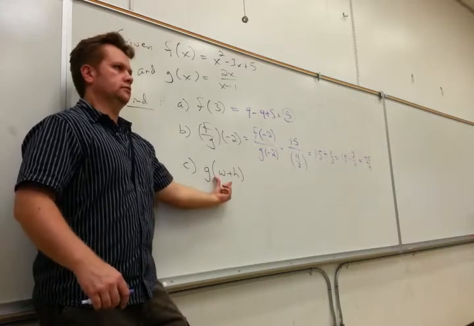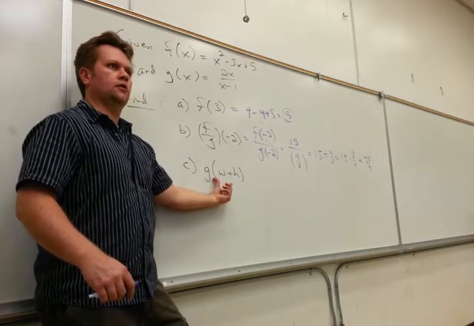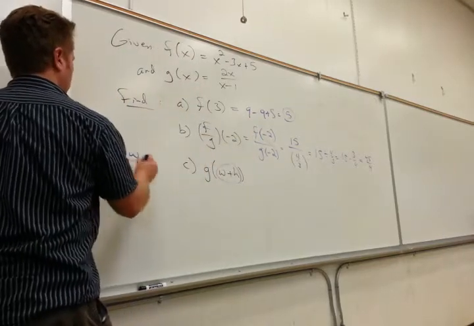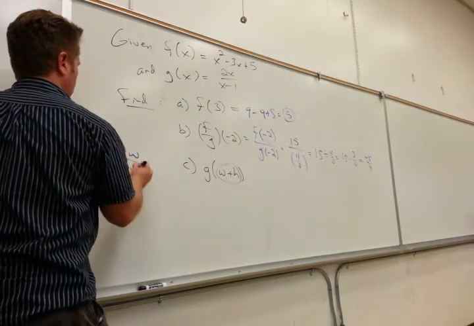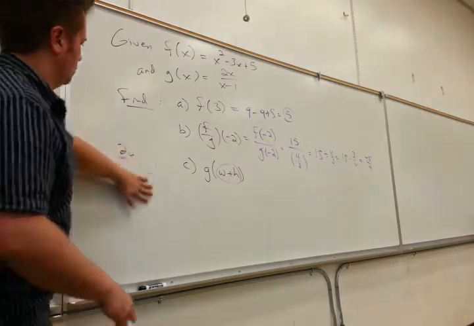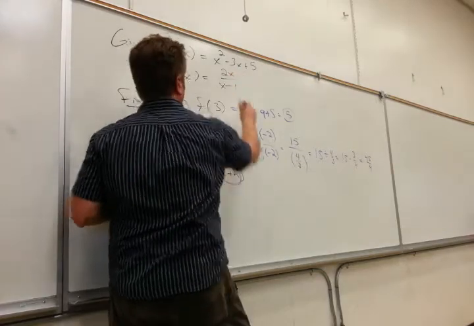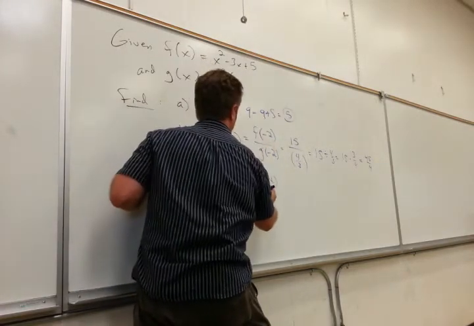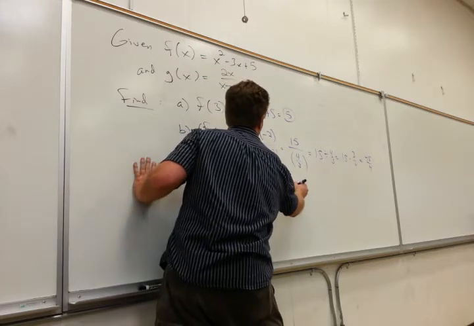How do you do this guy? Yeah, wherever x is, you put this. The answer is not 2w over w minus 1 plus h. Right? This goes in place of wherever the x is, so it's twice w plus h over w plus h minus 1.